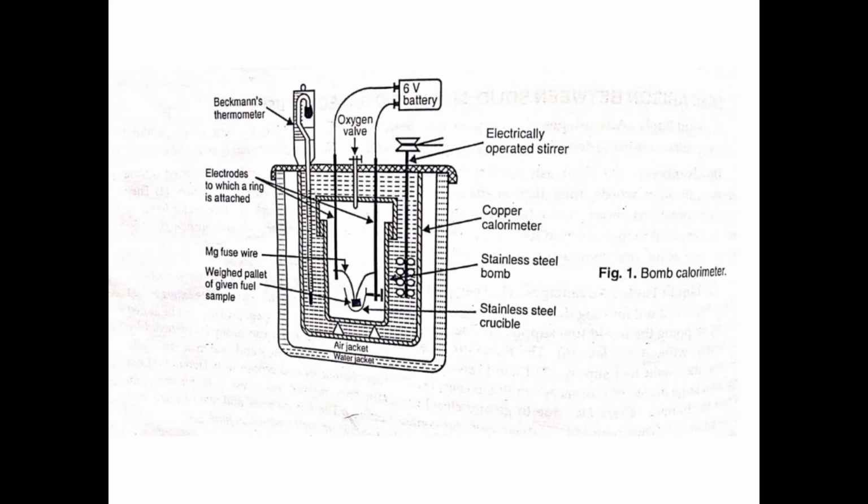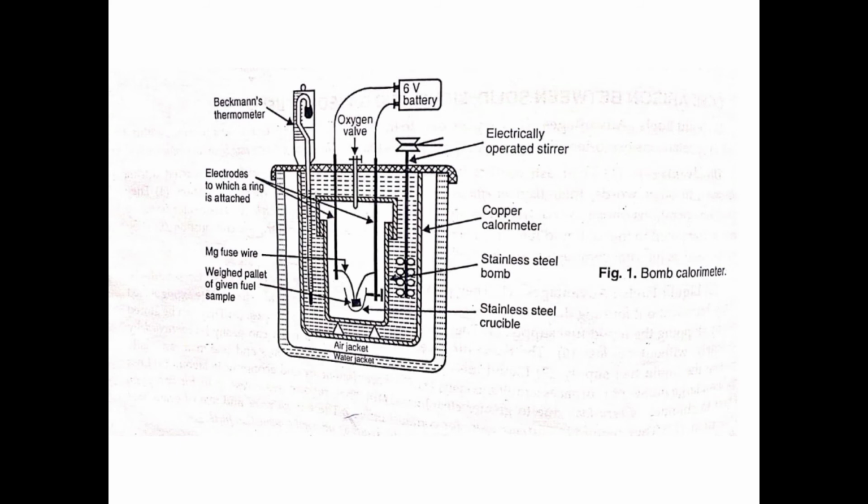The second point is our bomb calorimeter. This bomb calorimeter is used to measure the calorific value of solid and liquid fuels. In the working, a known mass of about 0.5 to 1 gram of fuel is taken in a crucible, that is present in our diagram. A fine magnesium wire touching the fuel sample is then stretched across the electrode. The bomb lid is tightly screwed and the bomb filled with oxygen to 25 atmospheric pressure.